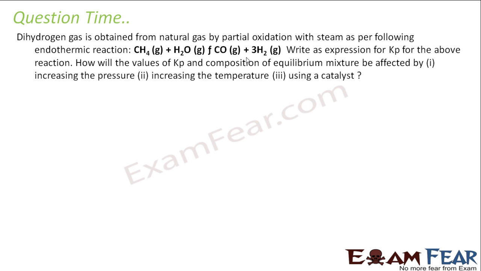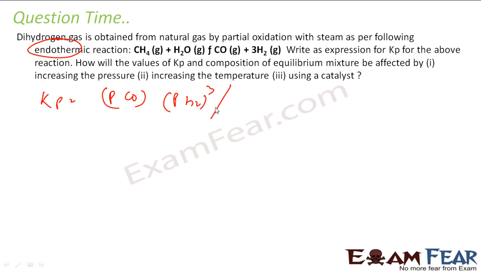Dihydrogen gas is obtained from natural gas by partial oxidation. It's an endothermic reaction, and this is the reaction given. We have to find the equation of Kp. Let's find it. That will be the pressure of CO into pressure of H2 to the power 3, divided by pressure of H2O into pressure of CH4. This will be the value of Kp.